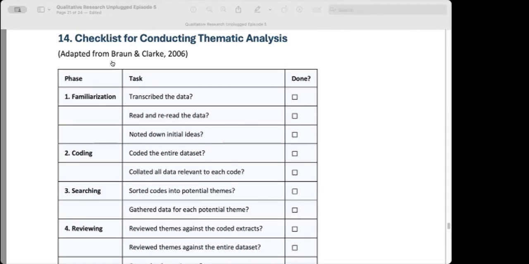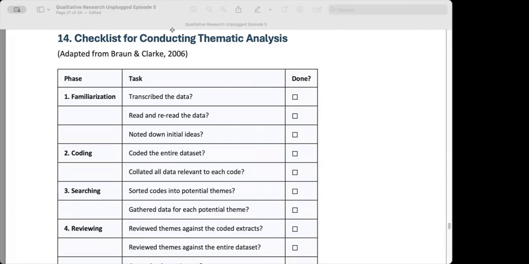Sure. Under Phase 1, familiarization, it prompts you: Did you transcribe the data accurately, if applicable? Critically, did you read and reread it thoroughly multiple times to really absorb its nuances? Did you note down your initial ideas and impressions, beginning that analytical dialogue with your data? Check 1.